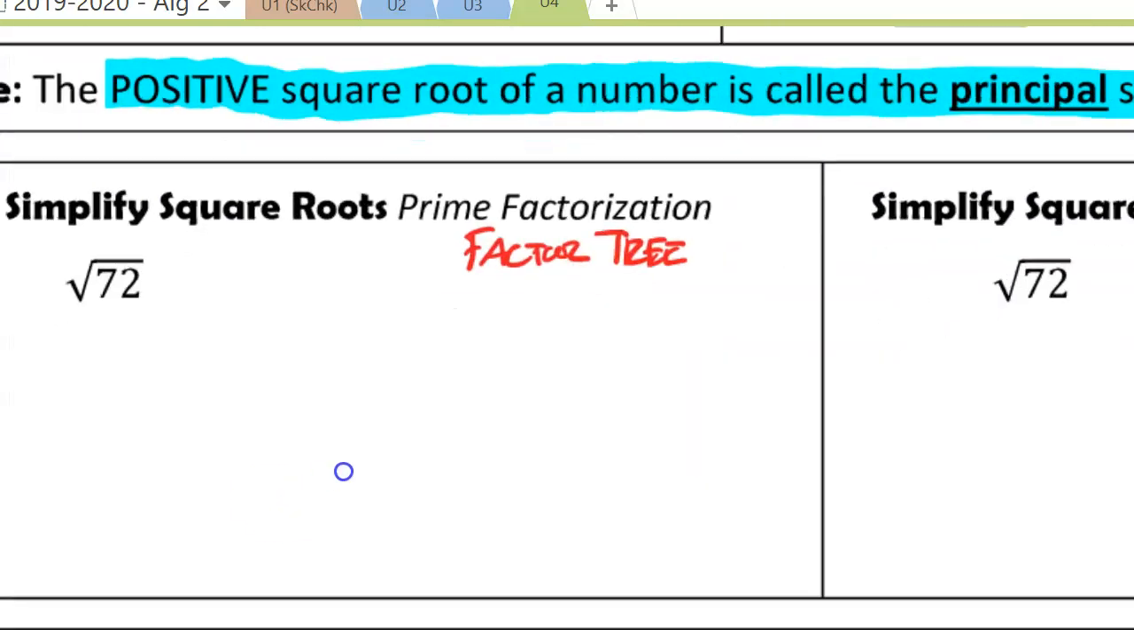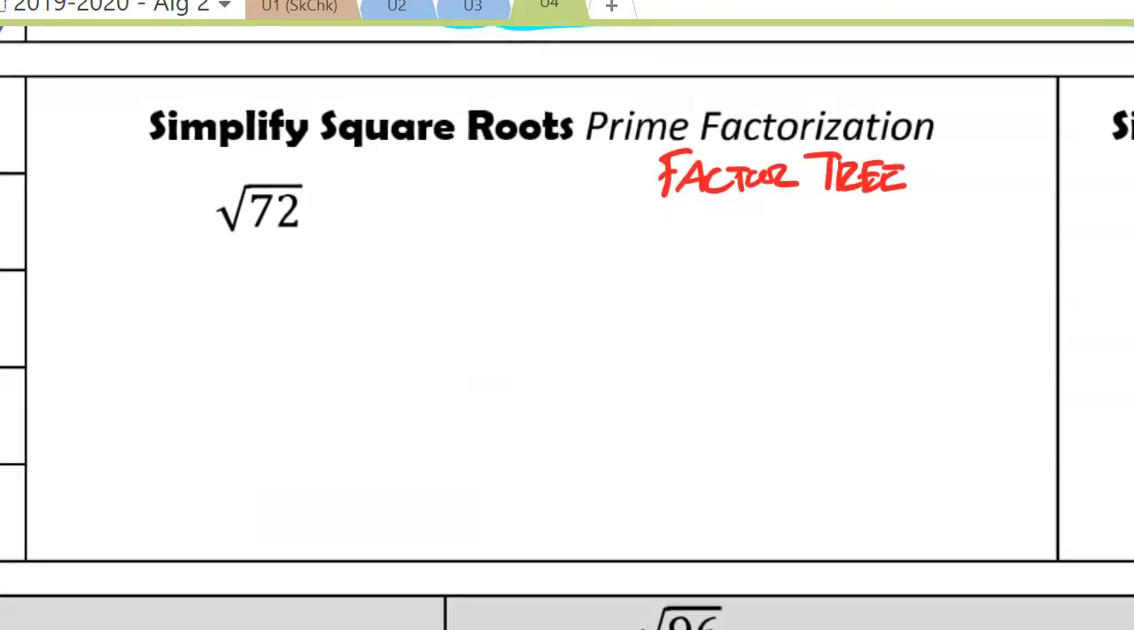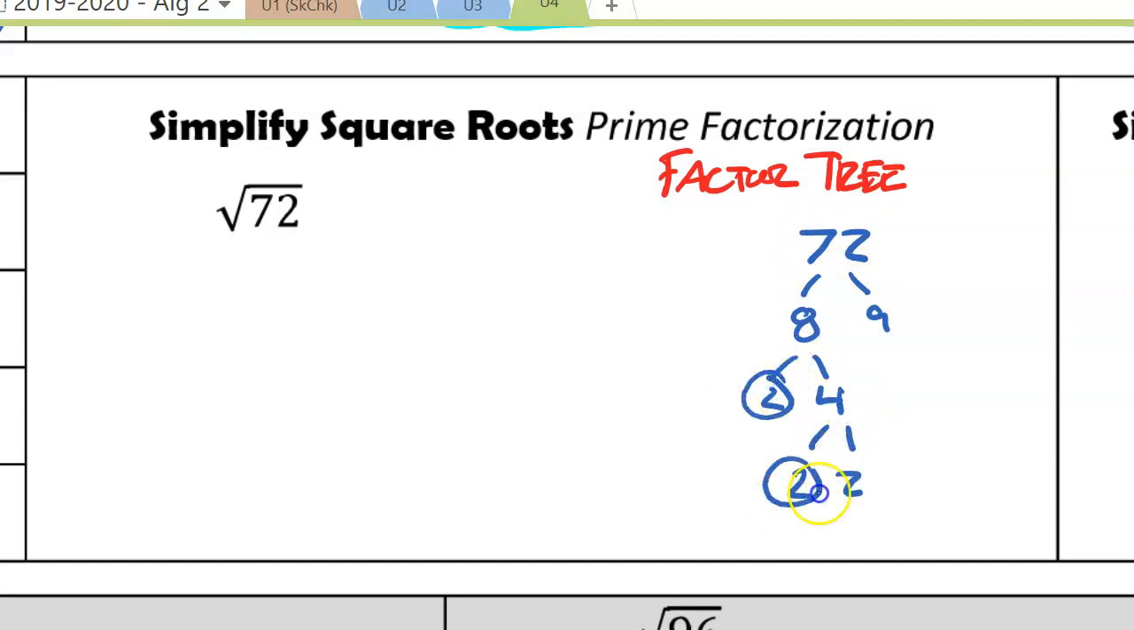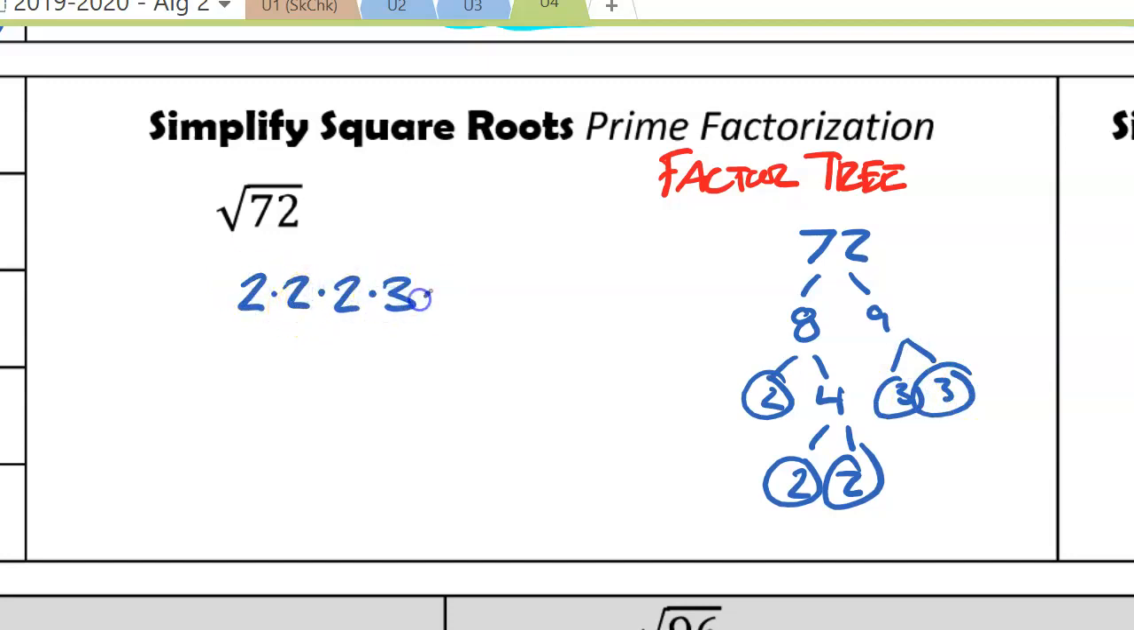Starting with the prime factorization factor tree, which maybe we're more familiar with: if I'm asking you to find the square root of 72, 72 is not a perfect square. However, we could rewrite this in terms of its factor tree. 72 is 8 and 9; 8 is 2 and 4, and 4 is 2 and 2. And 9, of course, is 3 and 3. So, rewriting 72 as 2 times 2 times 2 times 3 times 3. I'm going to rewrite the number underneath the radical as its prime factorization.